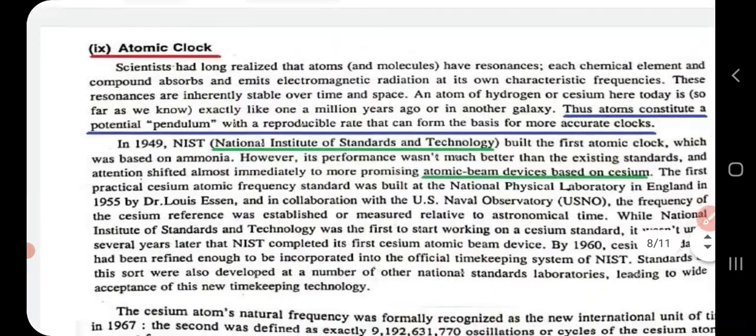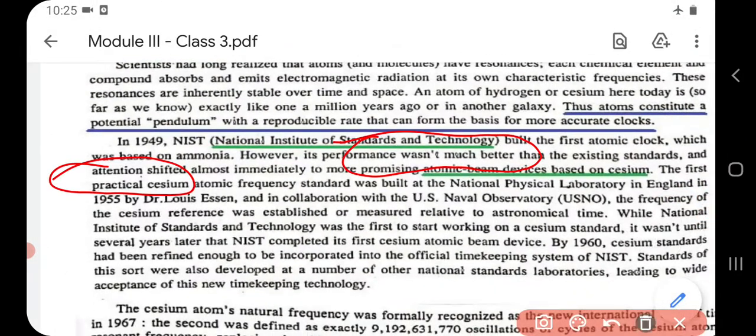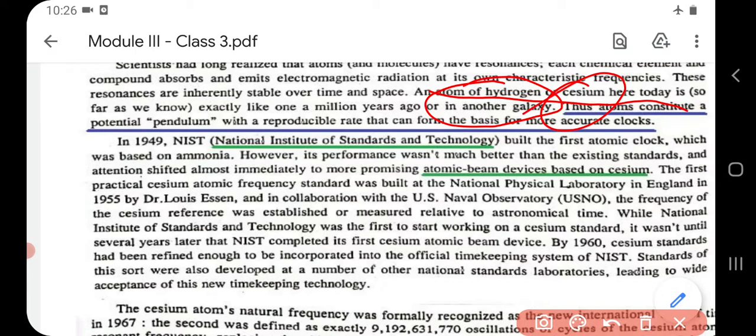That is, an atom of hydrogen or cesium here today is exactly like one million years ago or in another galaxy. That is mainly why these atoms of hydrogen or cesium can be used for making these atomic clocks. Thus atoms constitute a potential pendulum. In such clocks the only thing that acts as the pendulum, or the timekeeping element, is an atom of hydrogen or an atom of cesium.